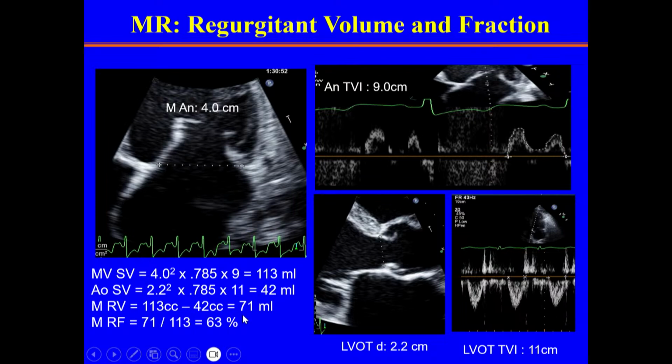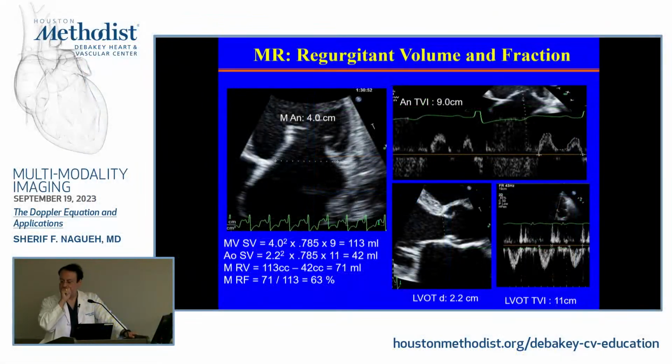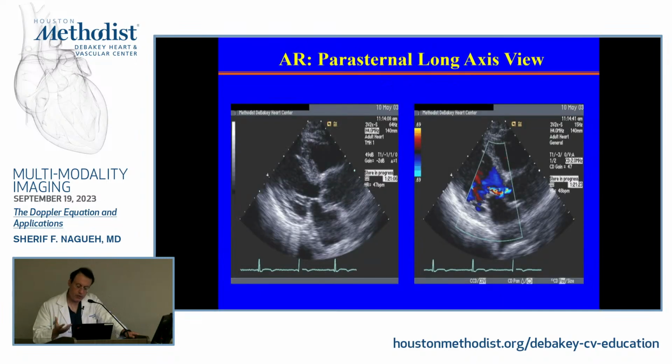If you want to express it as a fraction, it's 71 divided by that total stroke volume, which is 113, and there is the regurgitant fraction in this case. This is not the only way we quantify mitral regurg. This is an approach that is based exclusively on Doppler data only. We have other methods that you will hear about, and you want to measure it by more than one method to have confidence in your numbers, that no matter what you use, you end up in the same range.